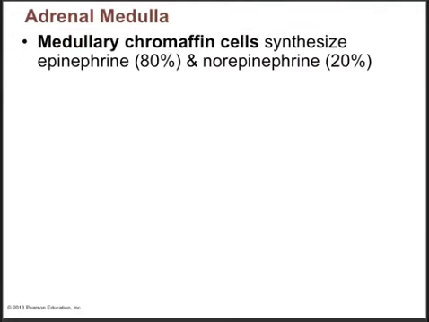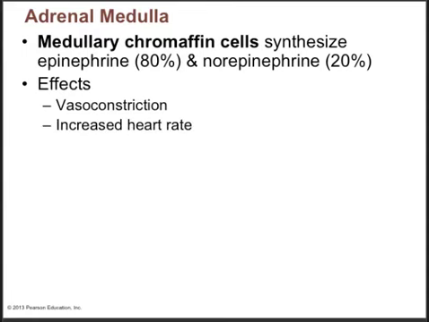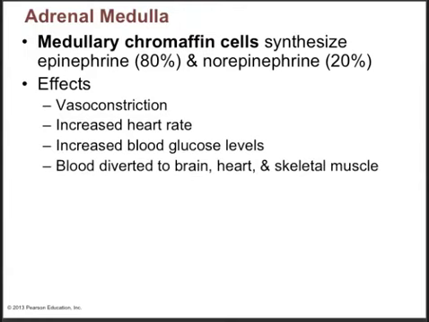The adrenal medulla is the core of the adrenal gland, and the chromaffin cells synthesize epinephrine and norepinephrine as hormones directly into the bloodstream under the influence of the sympathetic division of the autonomic nervous system. Epinephrine and norepinephrine promote vasoconstriction, an increased heart rate, an increased blood glucose level. It also diverts blood to the brain, the heart, and the skeletal muscle, and we also see an increase in heart rate, respiratory rate, and blood pressure.